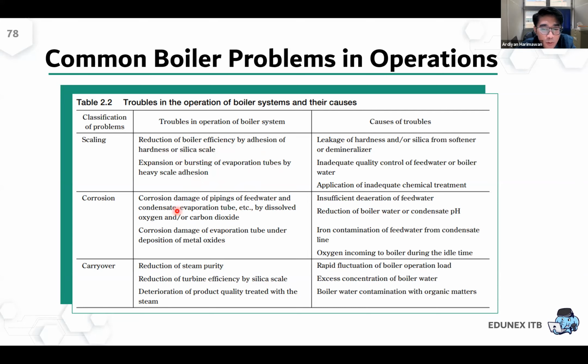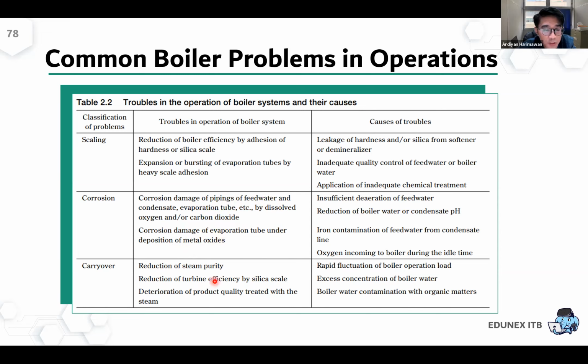The second one is the corrosion. The corrosion will of course damage the piping. It is caused by the dissolved oxygen or other components like carbon dioxide, because if it's dissolved in the water, it will create an acid condition. And then the corrosion will also reduce the thermal efficiency and also damage the tube.